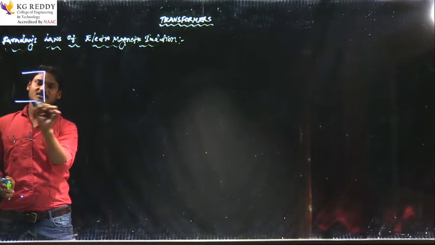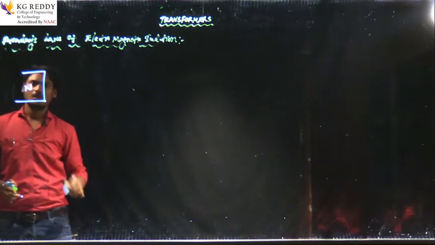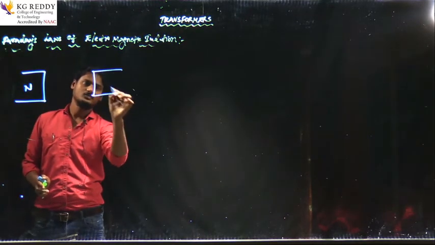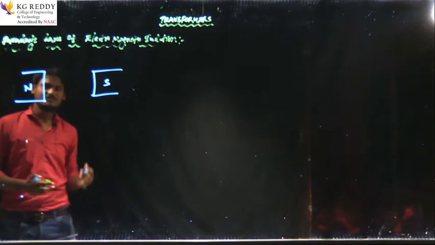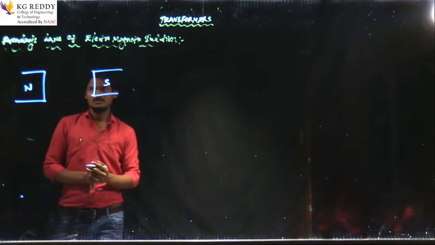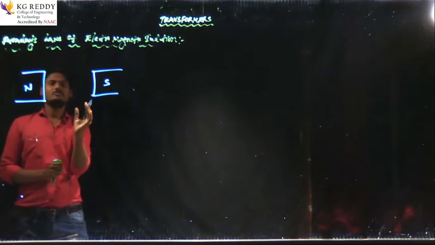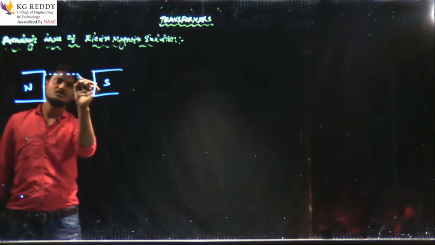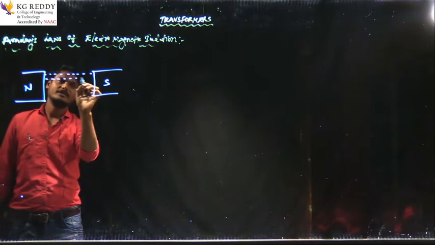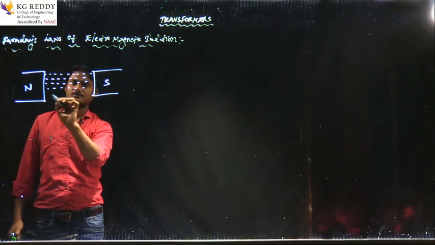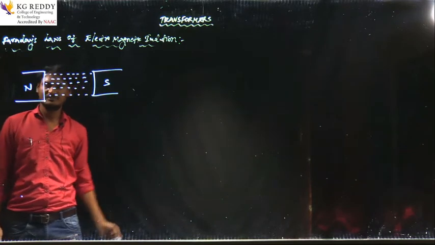So, for example, I am going to consider a magnetic system having a North Pole and a South Pole. Obviously the flux will exist between the two poles, right? Those are unlike poles, so some kind of magnetic flux will be established between these two poles. These lines represent the magnetic flux lines.